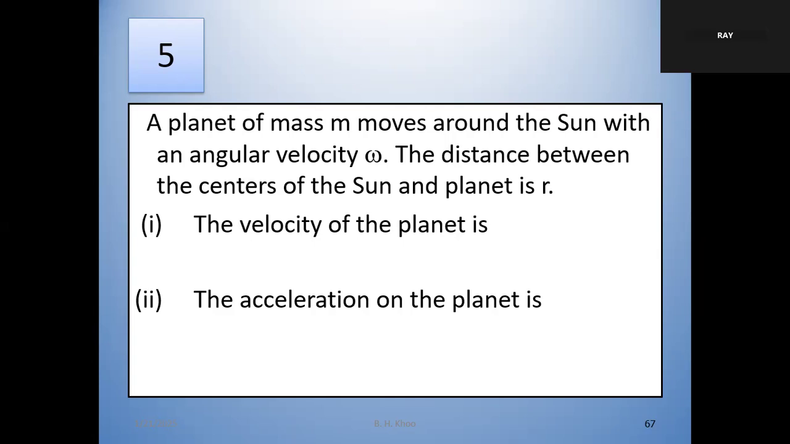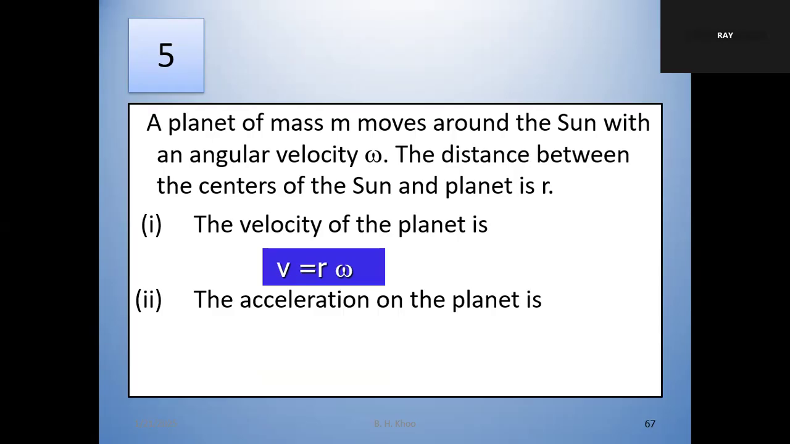Is it the angular velocity? Just use the formula though. How is it related to r and omega? Given mass m, omega, and r, how is velocity related to all these variables? They didn't give the time though. V equals r omega. That's all. Memorize only.